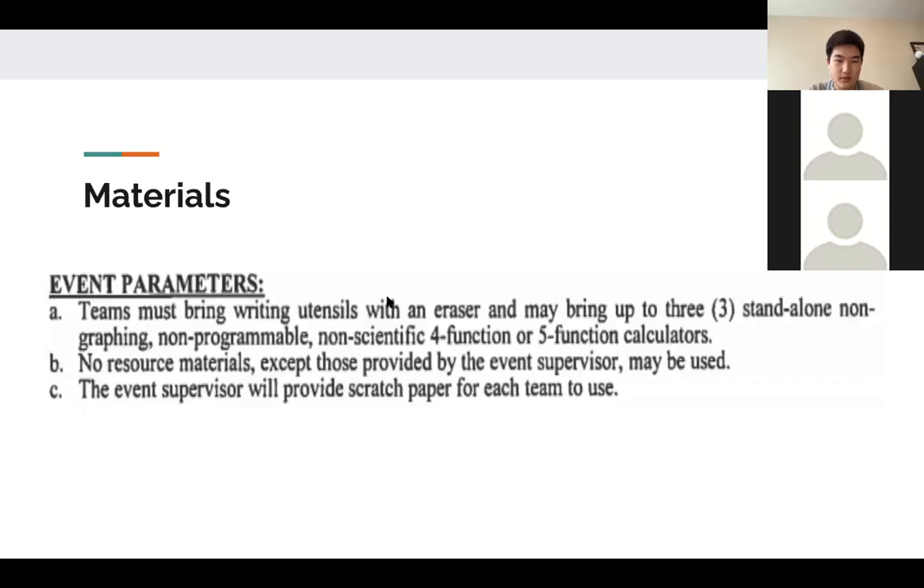Okay, for this class, this slide won't matter as much. I just included it because if you ever wanted to do Codebusters, which is the Science Olympiad event for cryptography, you're going to need to do math with either a 4 or a 5 function calculator. What that means is that you're only going to have addition, subtraction, multiplication, division, and maybe an exponent. Like that would be the fifth function. But otherwise, you're not allowed to have anything else on your calculator.